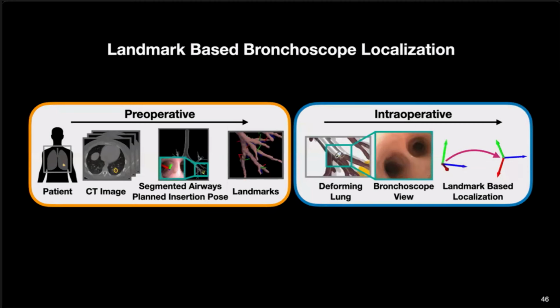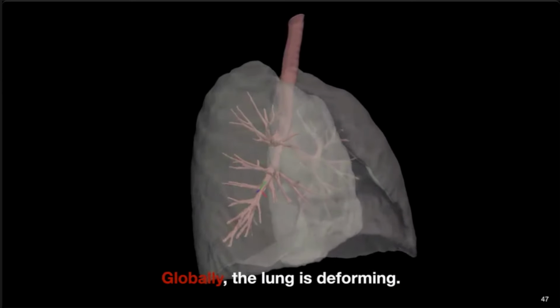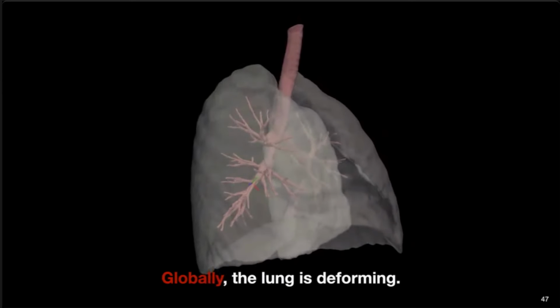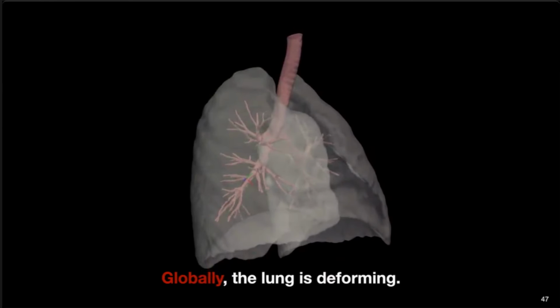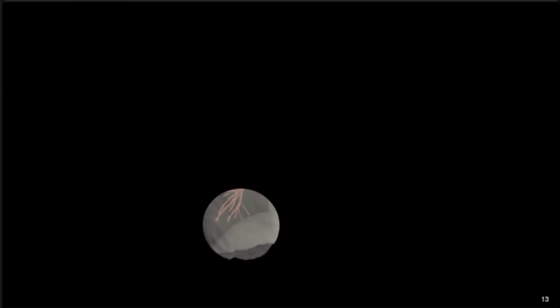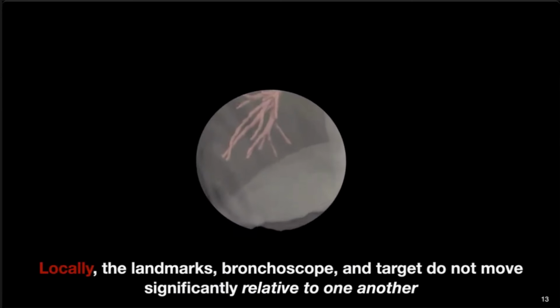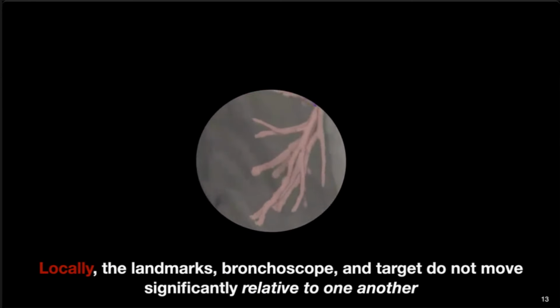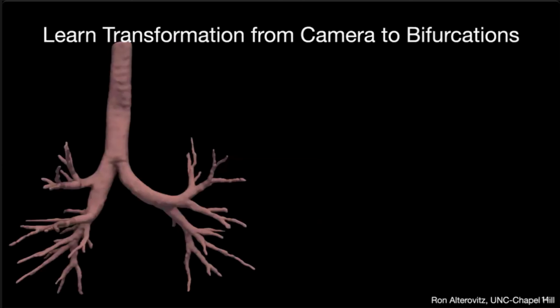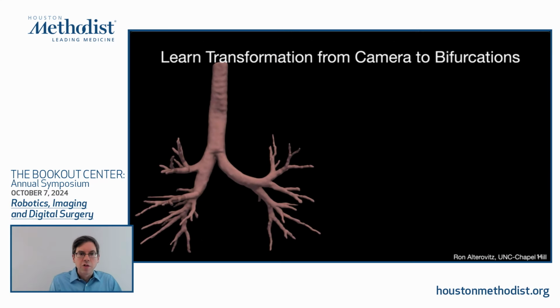So to try to overcome these challenges and enable accurate localization, we proposed a new method for bronchoscope localization using landmarks based on bifurcations, which are the splits in the airways. The idea of using a landmark-based approach here is that we want to leverage the observation that while globally the lung is deforming, locally the landmarks, bronchoscope, and target do not move significantly relative to one another. So using the observation that locally everything moves together, we can determine the bronchoscope position and orientation relative to the nearest bifurcation or airway split that's visible in the camera feed.